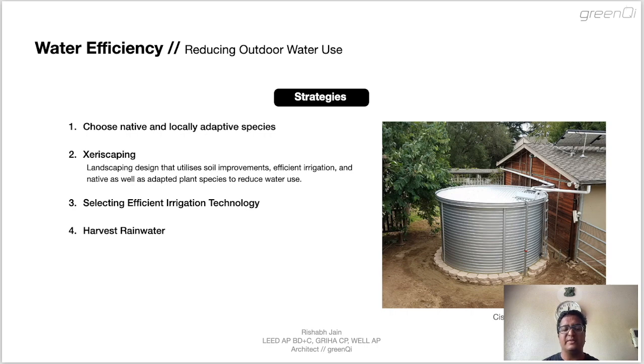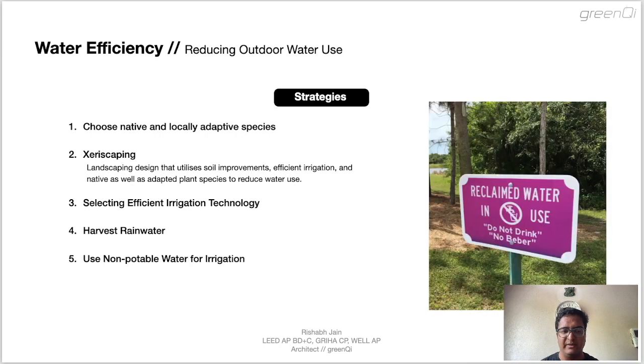The fourth strategy, once again, would be to harvest rainwater. Capturing and collecting rainwater is the first step in using non-potable water for irrigation. We usually use cisterns for collecting the rainwater on a commercial level, and similarly it can be done on a residential level. The next strategy would be to use non-potable water for irrigation.